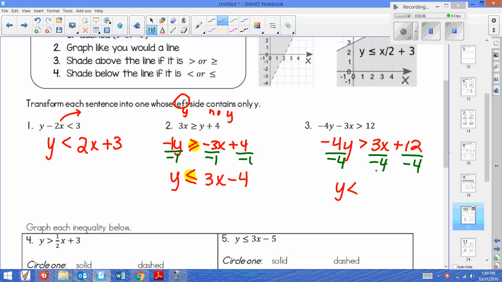Now, if this had been a positive 4, we wouldn't have had to change the inequality sign, I should say. So instead of a greater than symbol, we now have a less than symbol. So y is less than negative 3/4 x minus 3.